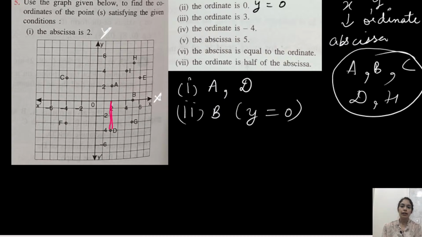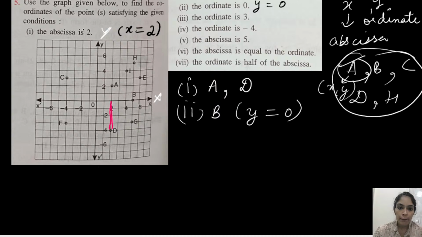So we just have to write that for this point, the coordinates are this. So that is what this question is. First part of this question, they are telling we have to locate that point. That means A, B, C, D. From that only we have to locate that particular point. For that point, the value of x should be equal to 2. So abscissa is 2 means the value of x for that particular point should be equal to 2.